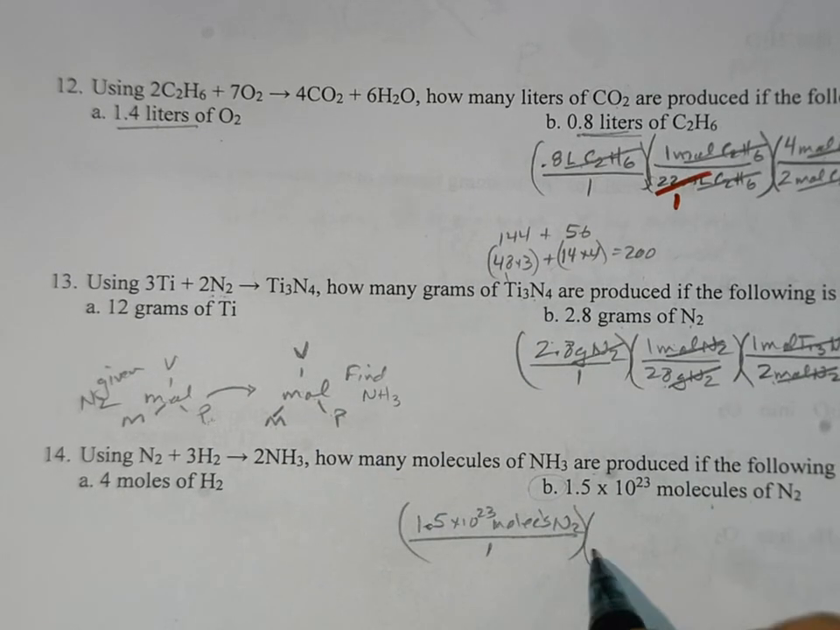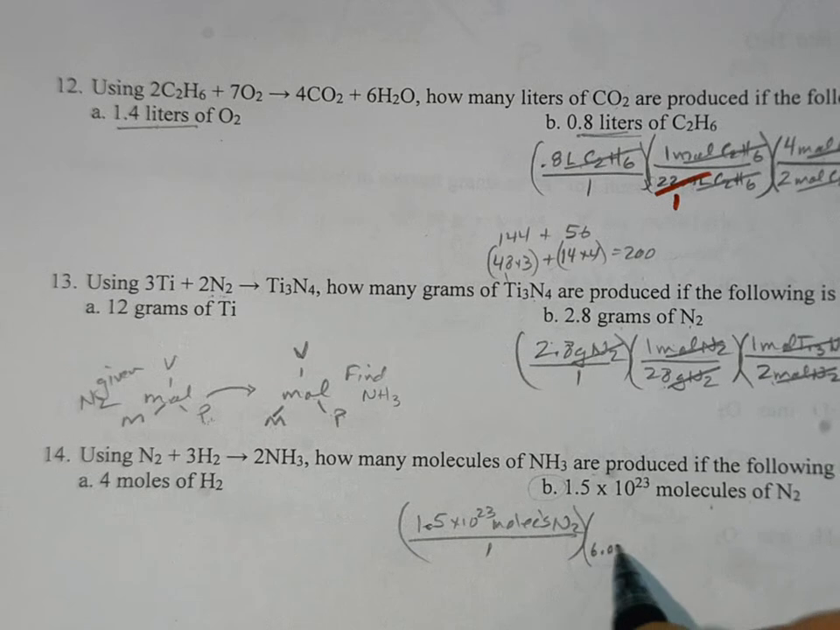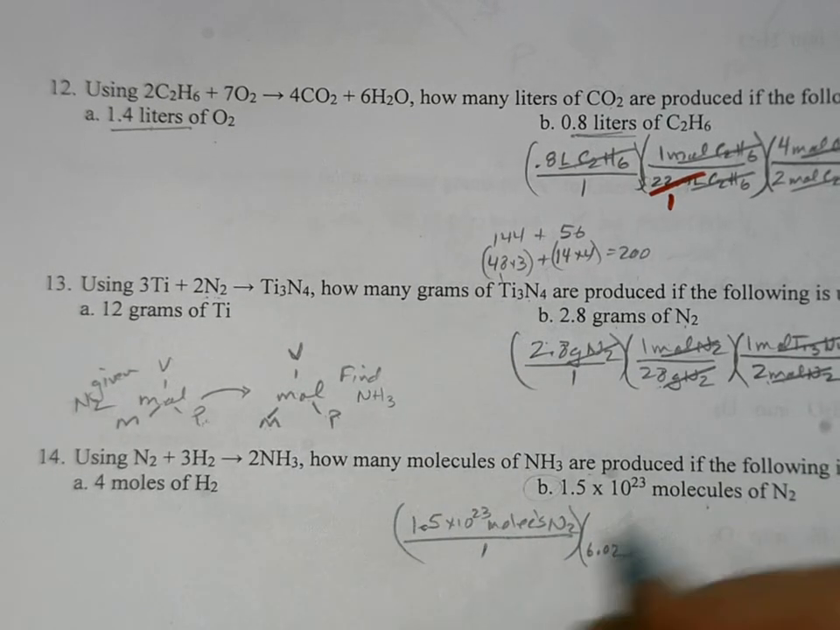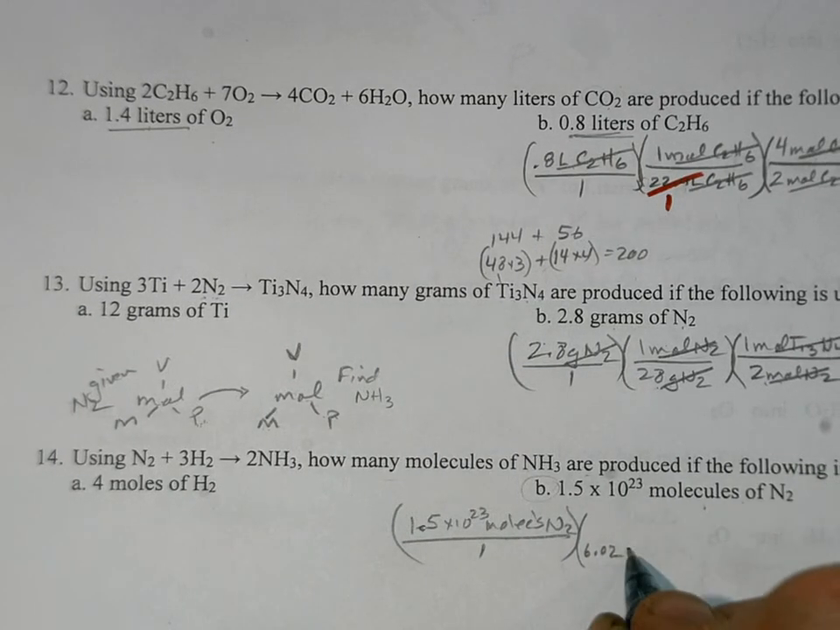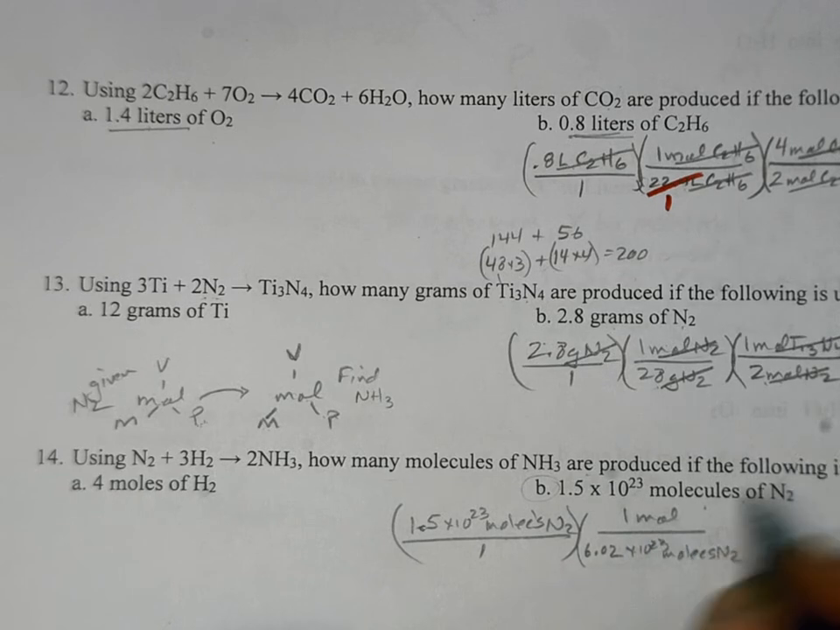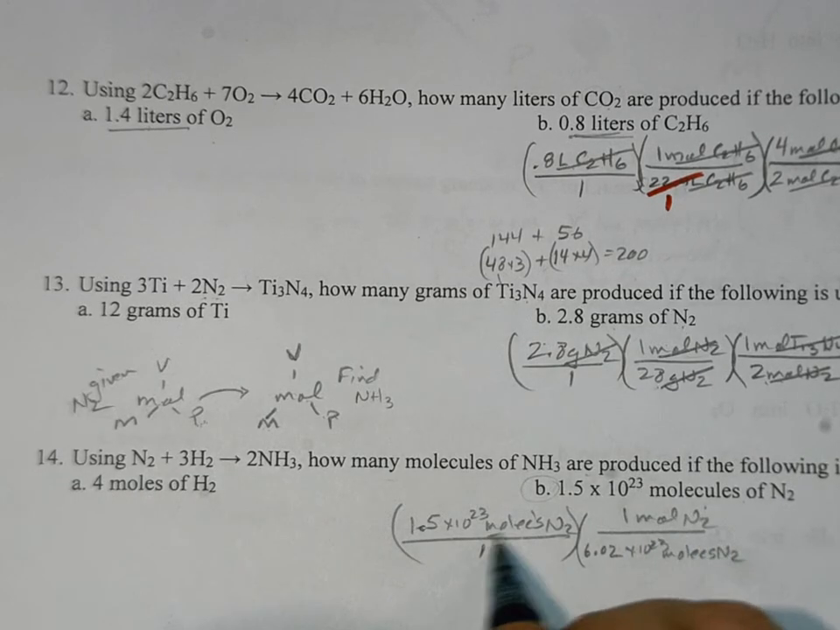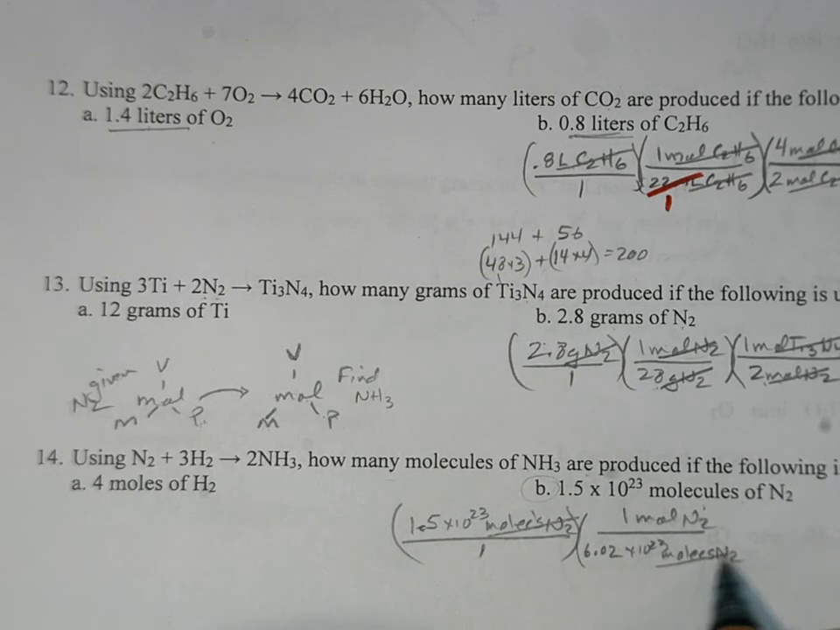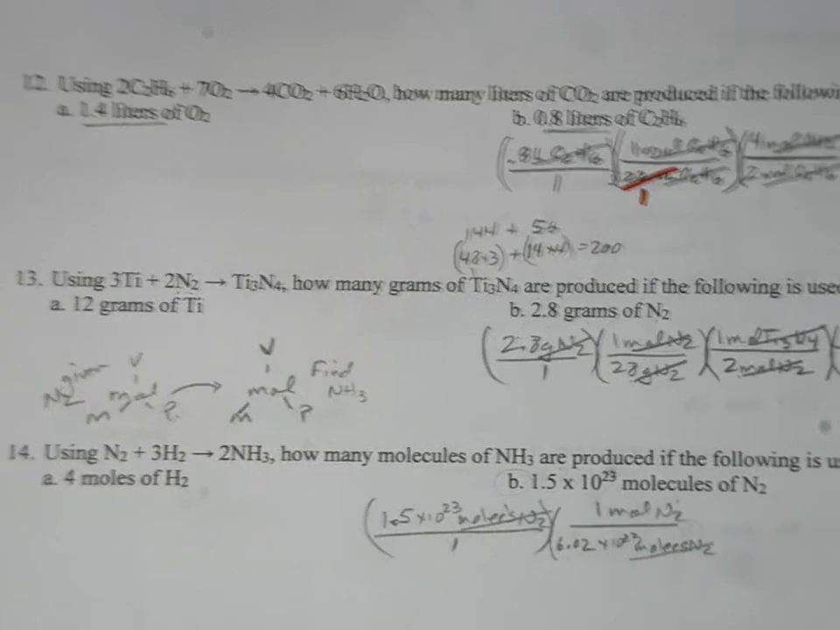So let's say here, Avogadro's number, we're dividing by Avogadro's number to convert this to moles: 6.02 times 10 to the 23 molecules of N2 is 1 mole of N2. Now molecules of N2 can cancel molecules of N2. Good so far.